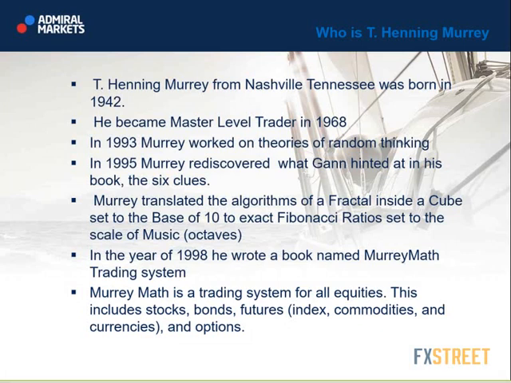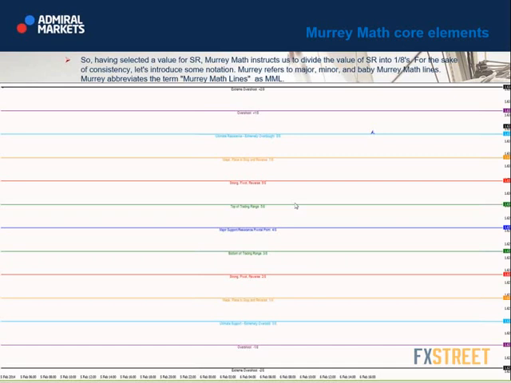The thing is that Murrey Math does not use standard pivot points. It's not a standard pivot point based system or indicator or method. It's basically based on octaves, and those octaves are omnipresent. This is how it looks on MetaTrader 4. Basically, Murrey Math instructs us to divide the values of support and resistance into 1/8.